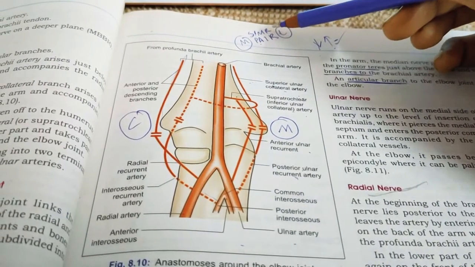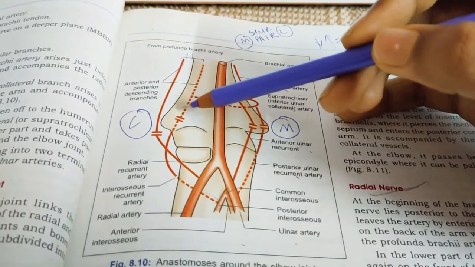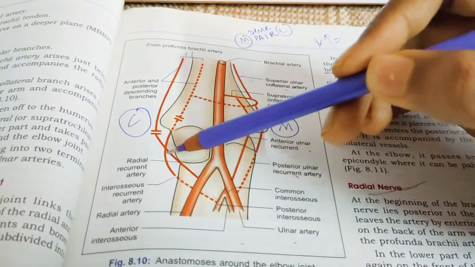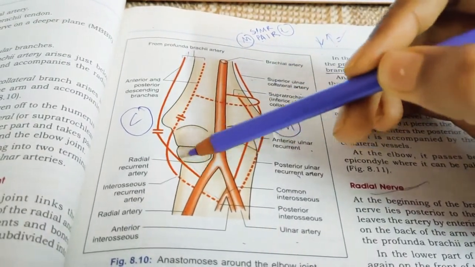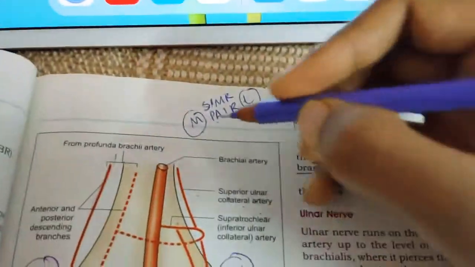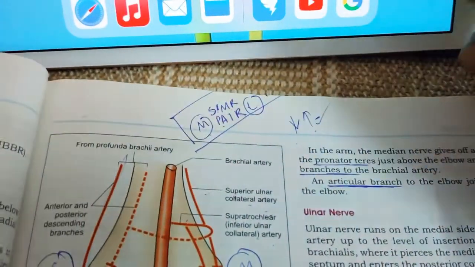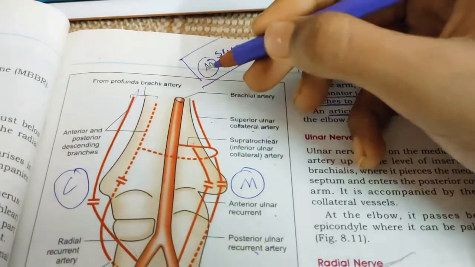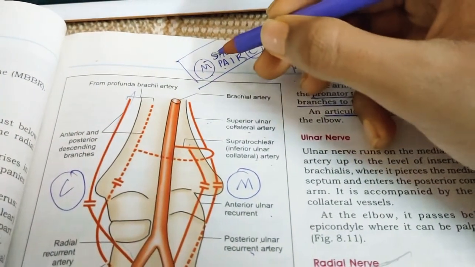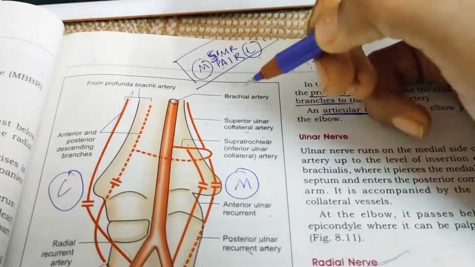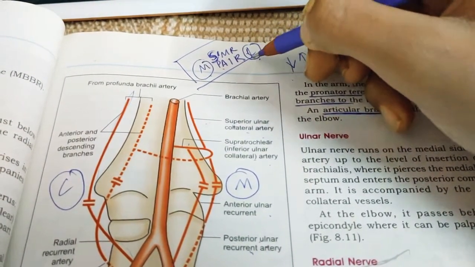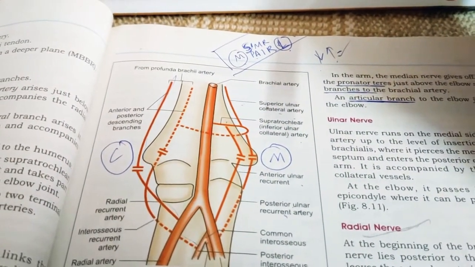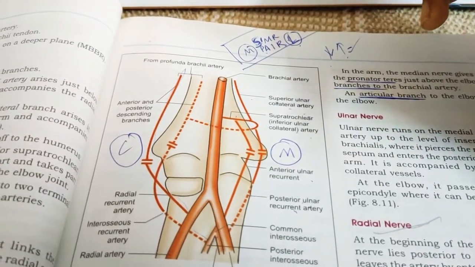Next coming to R. R means radial collateral artery. The radial collateral artery will of course anastomose with the radial recurrent artery. This is the radial collateral artery. This is the radial recurrent artery. So just by this simple mnemonic, your elbow anastomosis will be at your fingertips. SIMR, PAIR. Remember to write from medial side to lateral side. So always remember to write on the S side: S is medial, R side is lateral. Okay. So just by this we completed our elbow joint anastomosis. Next we'll start with the next topic.